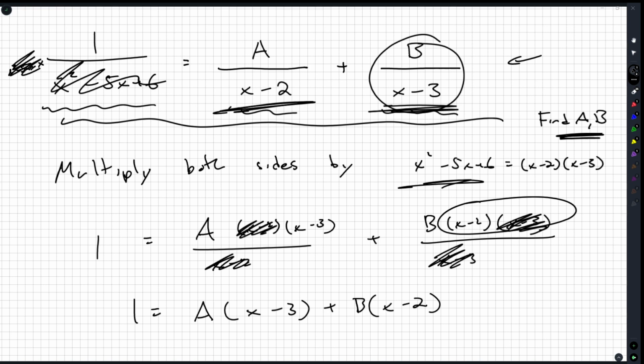Now, again, there's a lot of things you can do from here. I find it's most effective when we're dealing with distinct linear factors like we are here to just say, okay, what value of x would make x minus 3 equal to 0? And plug that in on the left and the right. On the left, you're just going to have a nice little constant of 1. But on the right, you'll get some expression just involving B. Okay? This isn't the only way to do it. You could expand this out and compare the polynomial on the left and polynomial on the right. But I find it's really easy if you just plug in values.